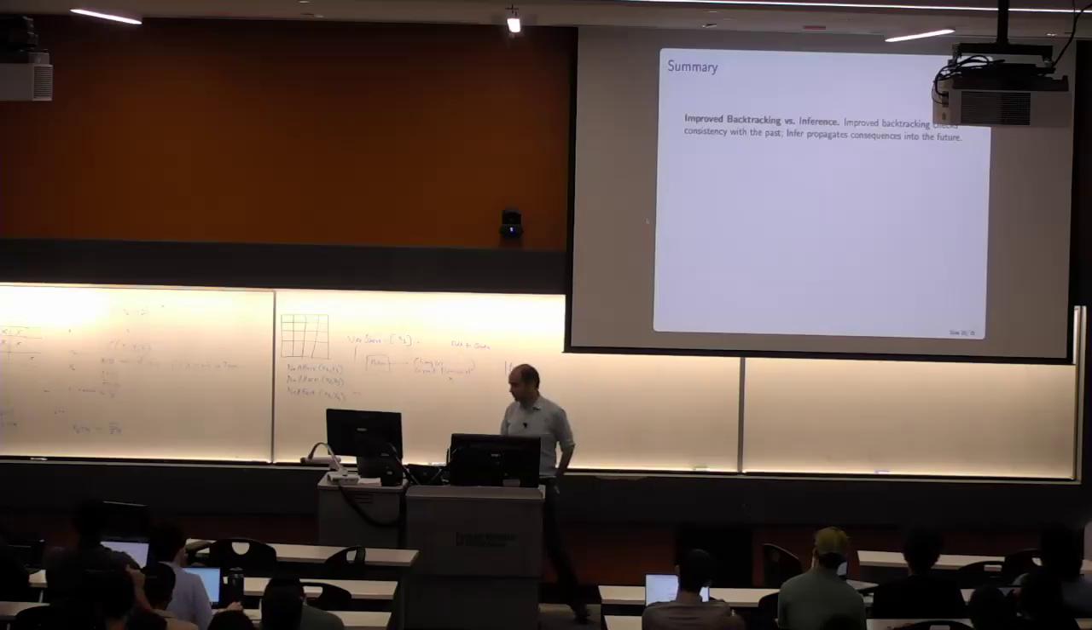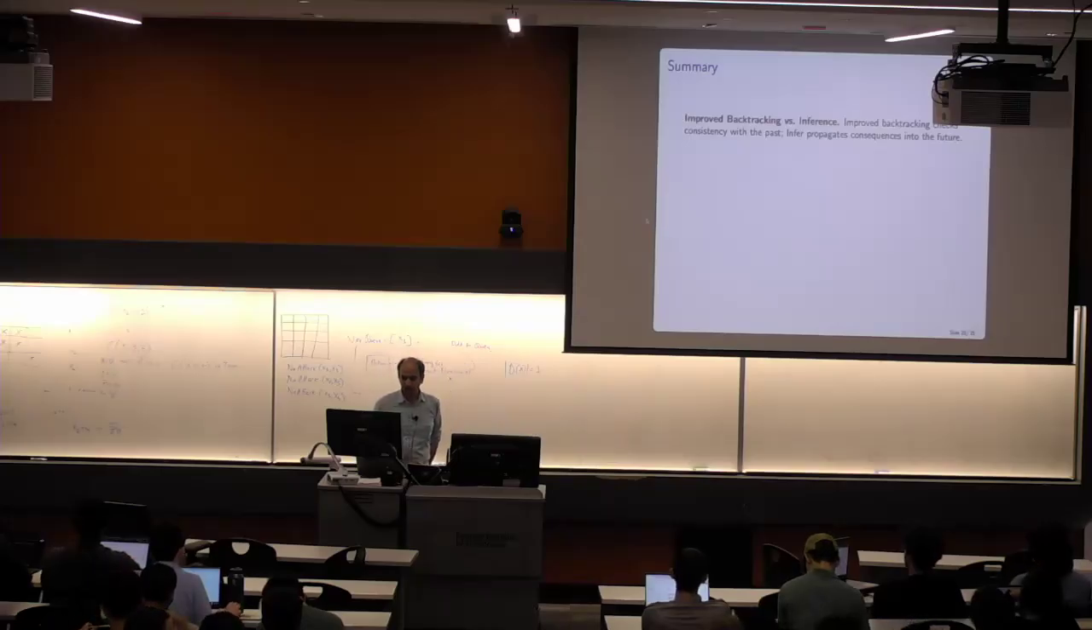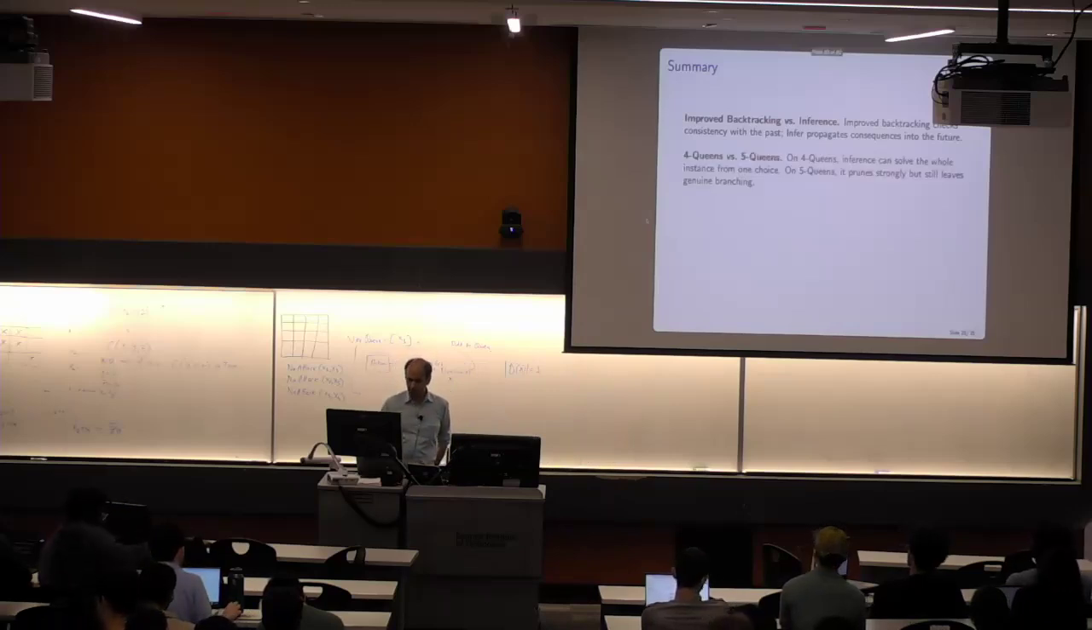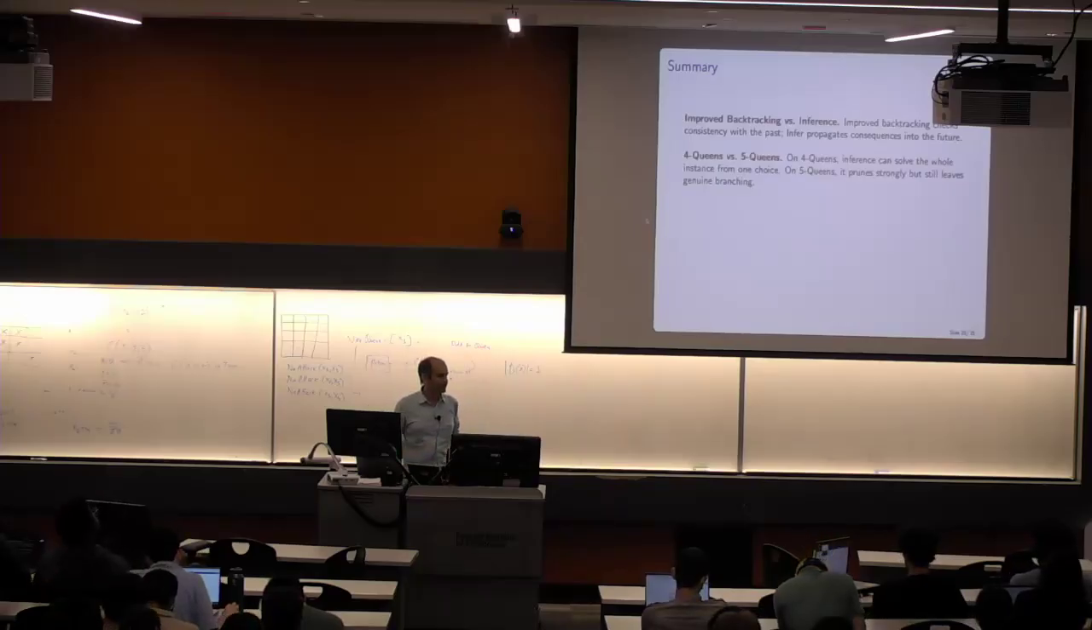Okay, so let's conclude. We started with backtracking. We realized that, look, it makes sense to infer new information. We looked at the algorithm to infer new information. Inference is not going to solve all the problems. For example, for 4 queens it solved the problem, but for 5 queens we still had to go and try out other assignments.